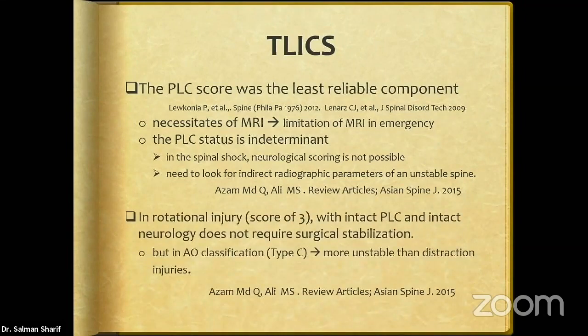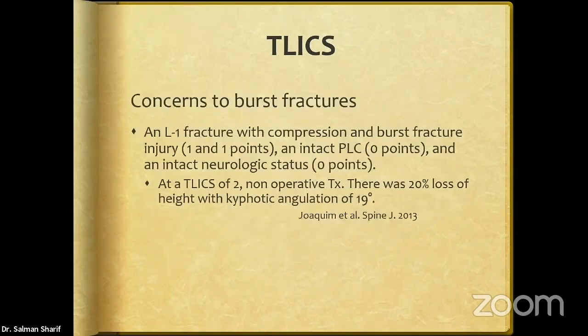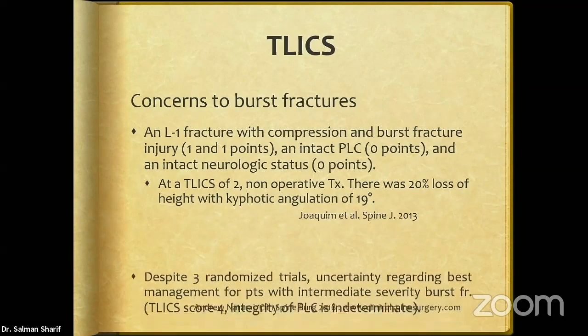The rotation injury scores three. With intact PLC and intact neurology it does not require surgical stabilization, but in the AO classification type C is more unstable than distraction injury. This is a negative statement. Concern for burst fracture: in an L1 fracture with compression and burst fracture injury, 1 and 1 point, and intact PLC, 0 point, and intact neurologic status, 0 point, TLICS of 2, no operative treatment, even though there was 20% loss of height with kyphotic angulation. This is a concern about this classification.